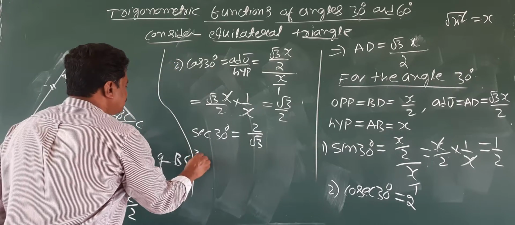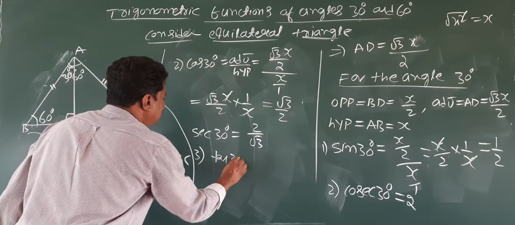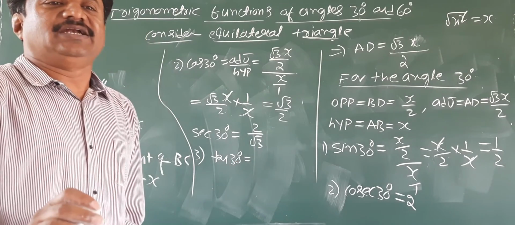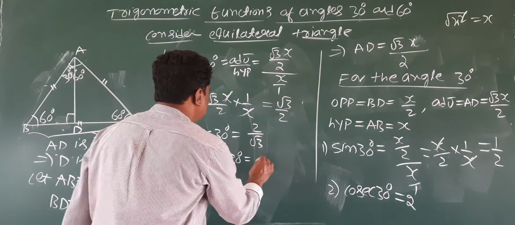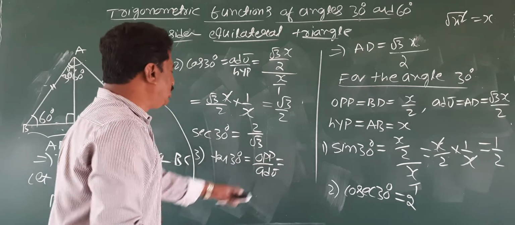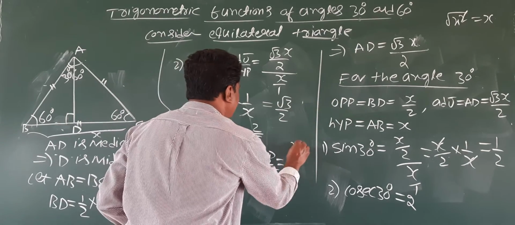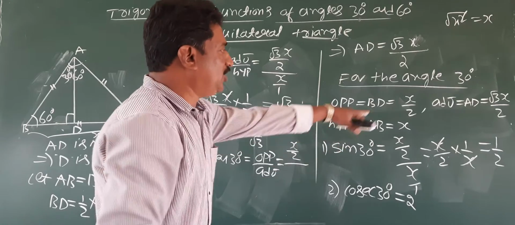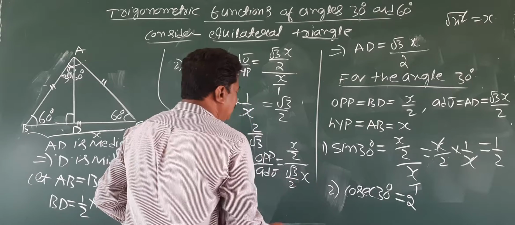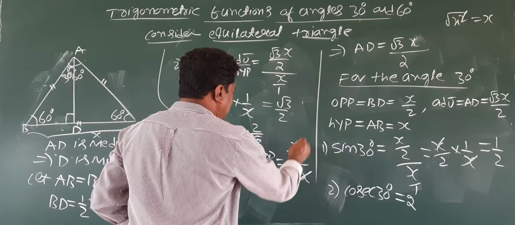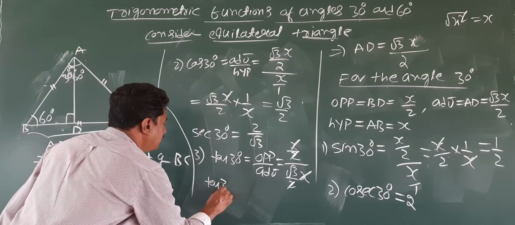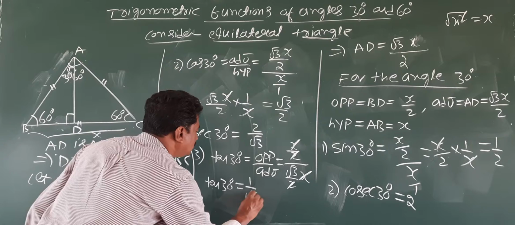Next, tan 30 degree. Tan theta is nothing but opposite by adjacent. Tell me the length of the opposite side: x by 2. X by 2 by the length of the adjacent side, root 3 by 2 into x. The 2 cancels, the x cancels. It is 1 by root 3. So tan 30 degree is 1 by root 3.